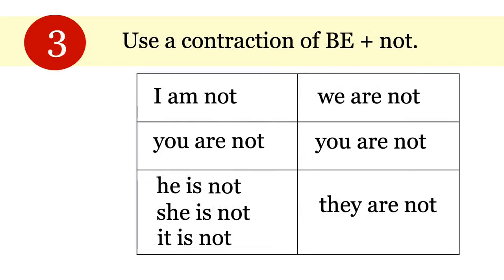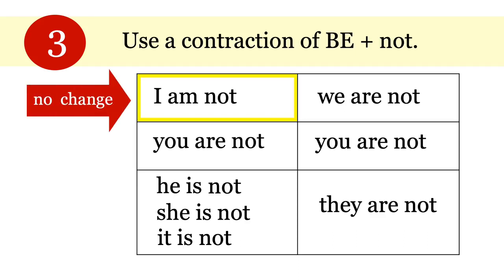The third way to form the negative is to use a contraction of be and not. You cannot use this way for I. There's no change for first person singular. But the rest, we can do this third way. So look at you are not. This time, we drop the O, we make one word with the N and the T, and we add the apostrophe. You aren't.